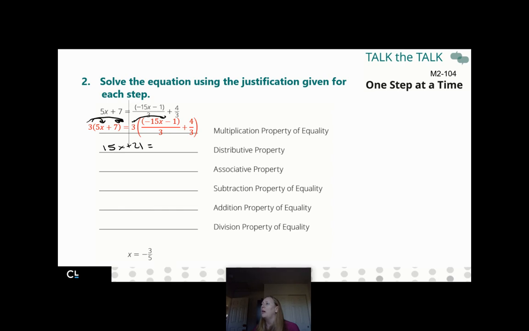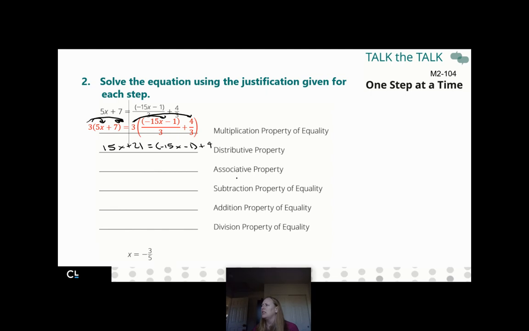And then we'll distribute the 3. So watch what happens here. When I distribute the 3 over here, it kills off that bottom 3. The 3 on top, 3 on bottom, they cancel out. So we just have negative 15x minus 1. Same thing happens over here, though. If you do 3 times 4/3, the 3's will cancel out, and you just have a plus 4. Hooray for distributive property. All right, so there's the distributive property in use.